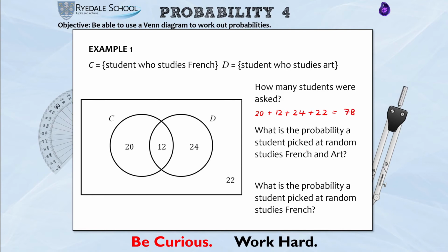The second question says, what is the probability a student picked at random studies French and art? French and art is the intersection. So that is 12 out of 78. That fraction cancels to 6 out of 39, which cancels a little further to 2/13.